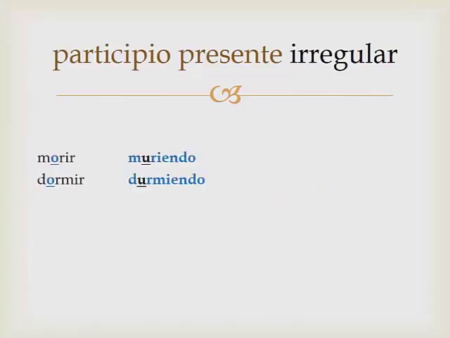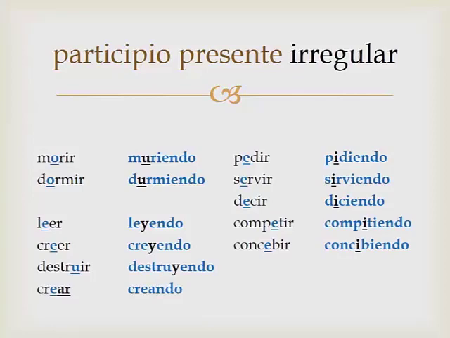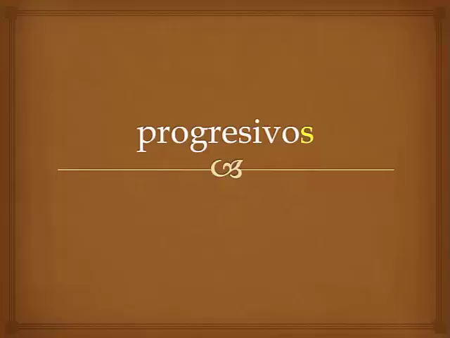Let's review quickly with the irregular present participles. We have morir and dormir become muriendo, durmiendo. If there's a vowel right before an ER or an IR, it's going to be a Y. Leyendo, creyendo, destruyendo. But if it's before an AR, there's no change. Creando. There are several that are going to change from the E to an I. Pidiendo, sirviendo, diciendo, compitiendo, and concibiendo. And then reír, freír, sonreír are going to just be riendo, friendo, sonriendo. Those are the progressive present participles and the several irregular forms that they come in.